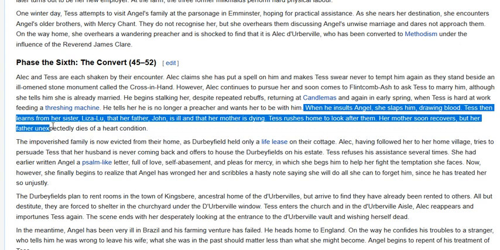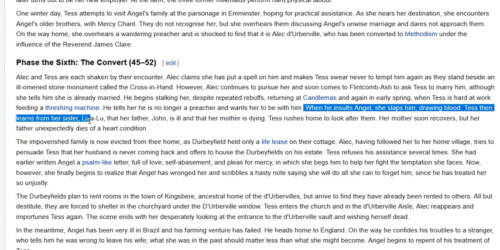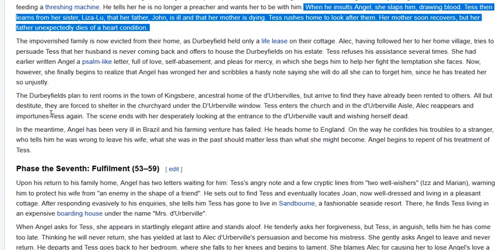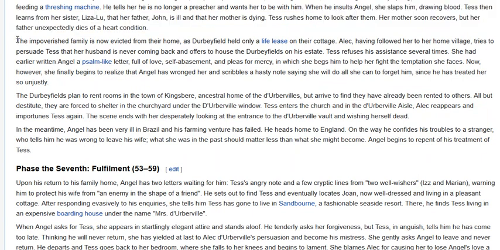Tess then learns from her sister, Liza-Lu, that her father John is ill and that her mother is dying. Tess rushes home to look after them. Her mother soon recovers, but her father unexpectedly dies of a heart condition. The impoverished family is now evicted from their home.